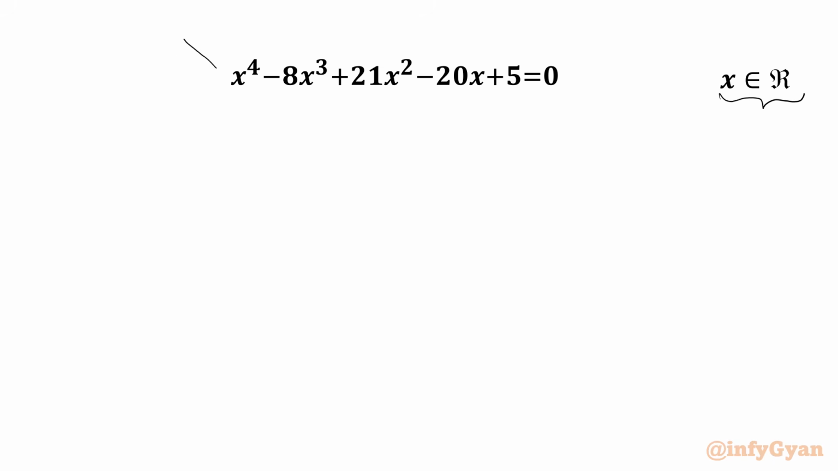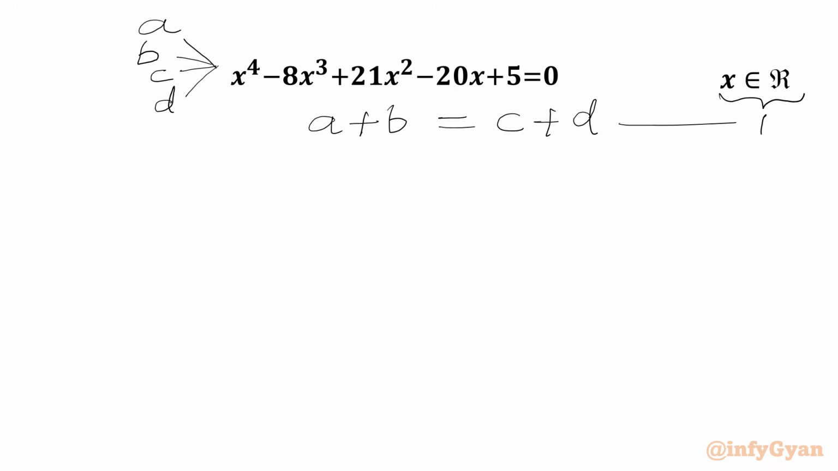So let us begin with writing the four roots of the equation as a, b, c and d. Then a plus b is equal to c plus d. This is given to us. Let us say equation number 1.